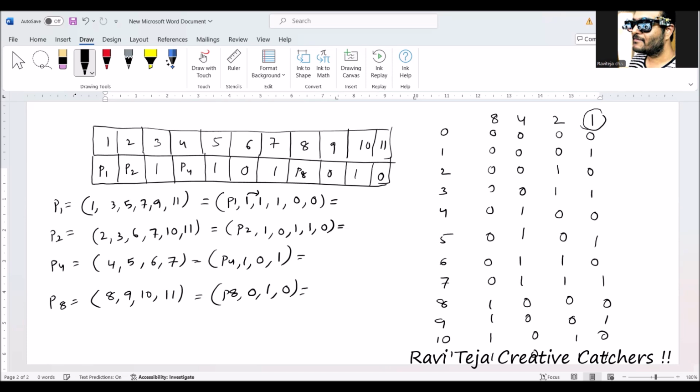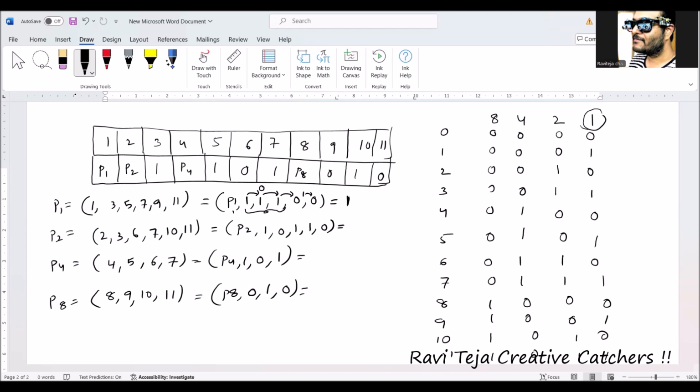1 XOR 1, 0. 1 XOR 1, 1 XOR 1, 0. 0 XOR 1, 1. 1 XOR 0, 1. And 1 XOR 0 will be 1. So, P1 will be 1. By default, you can also consider the even parity directly. See here, number of ones are 3. In order to make this even parity, the P1 should be 1. So, that's why we need to mention 1 over here. Even if you do XOR operation also, the result will be same.